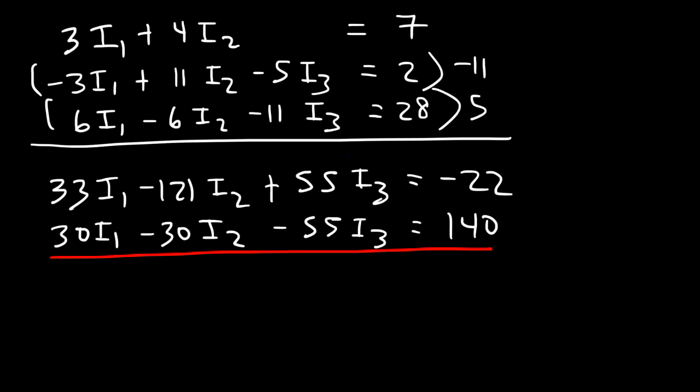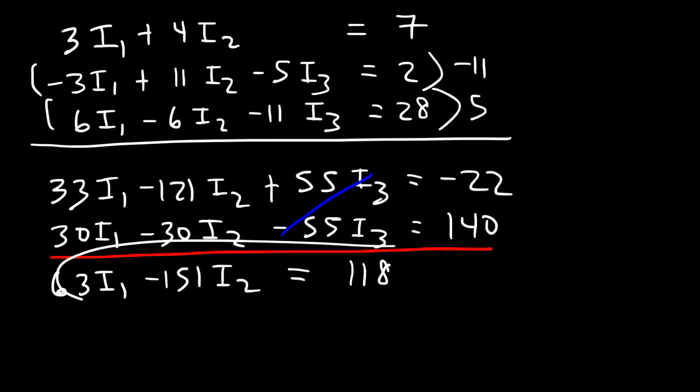Now we could cancel these two terms. 33 plus 30 is 63. And negative 121 plus negative 30, that's negative 151 times I2. And 140 minus 22. 140 minus 20 is 120, and then 120 minus 2, that's 118.